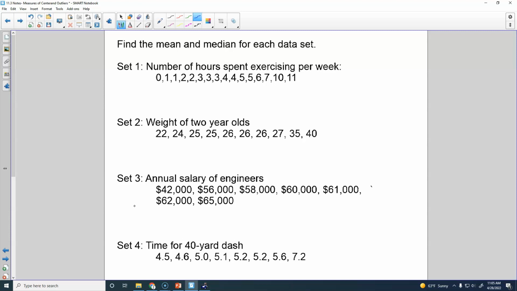I was really nice to you and I already put these in order. You're just doing mean and median. They're already in order for you. These should be things you've already done before. You're going to add all the numbers together and divide by how many there are. And then you're going to find the middle number. It's on your paper.